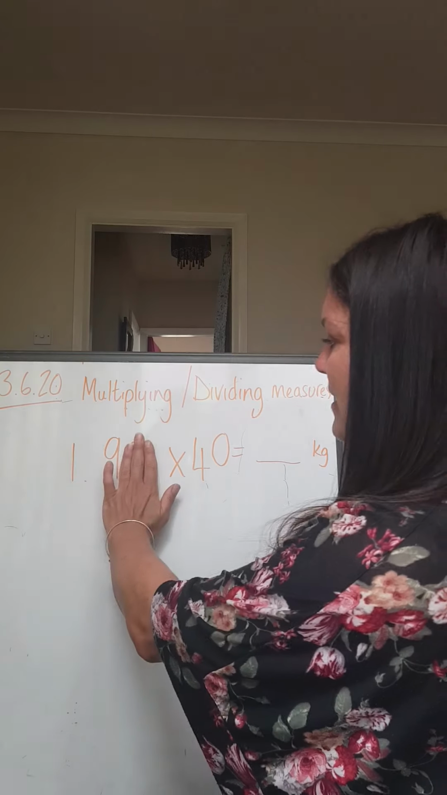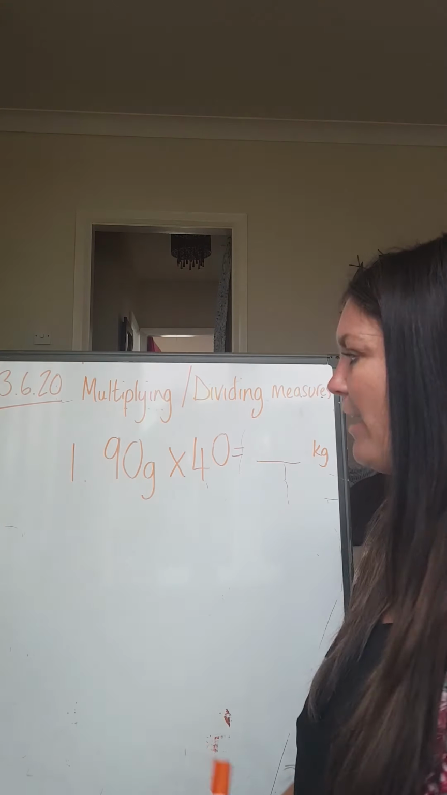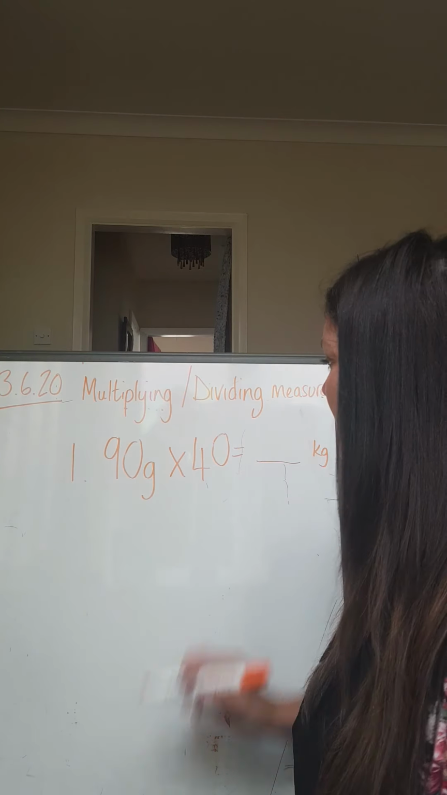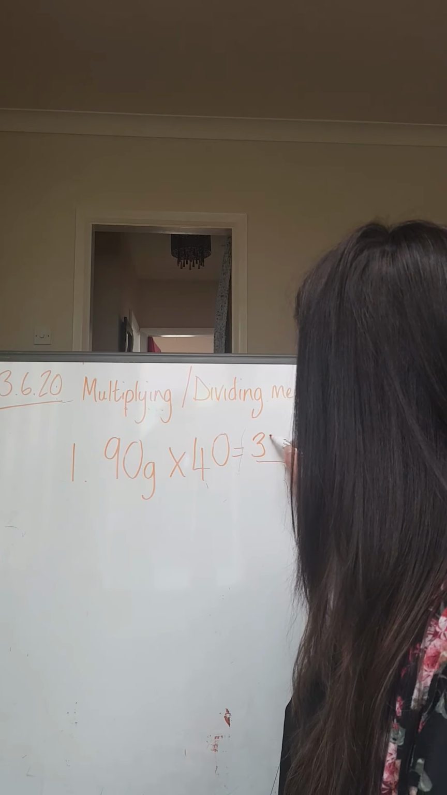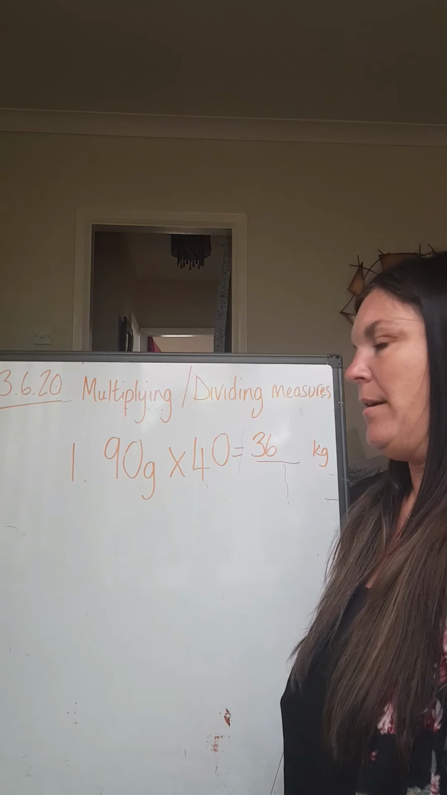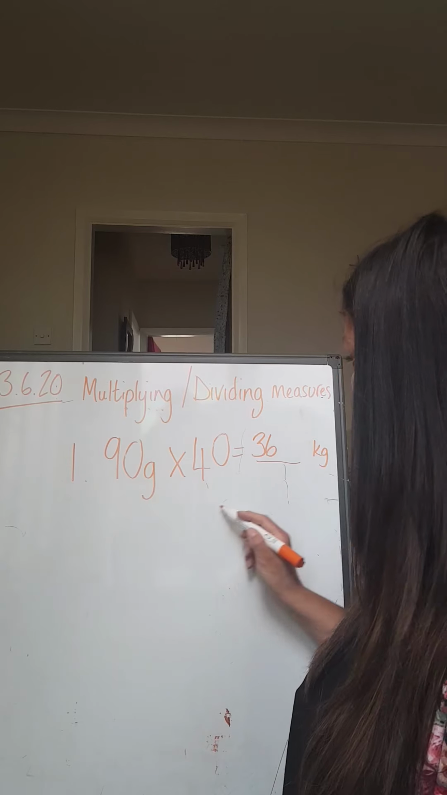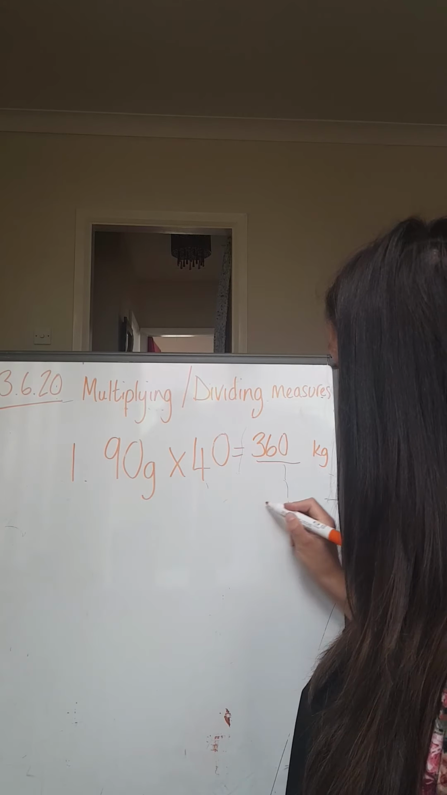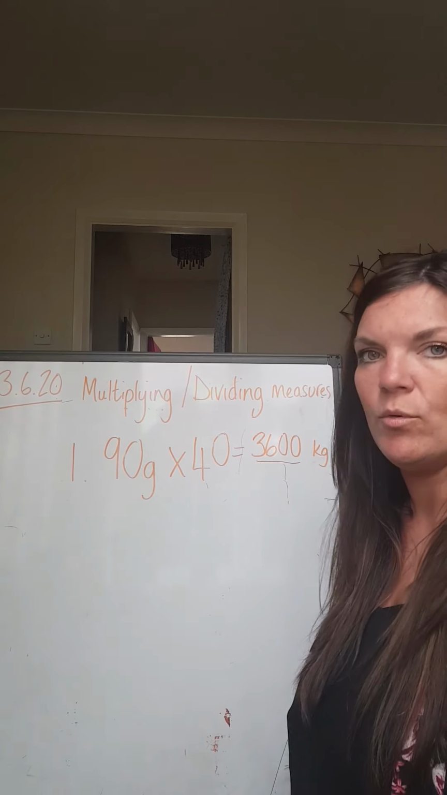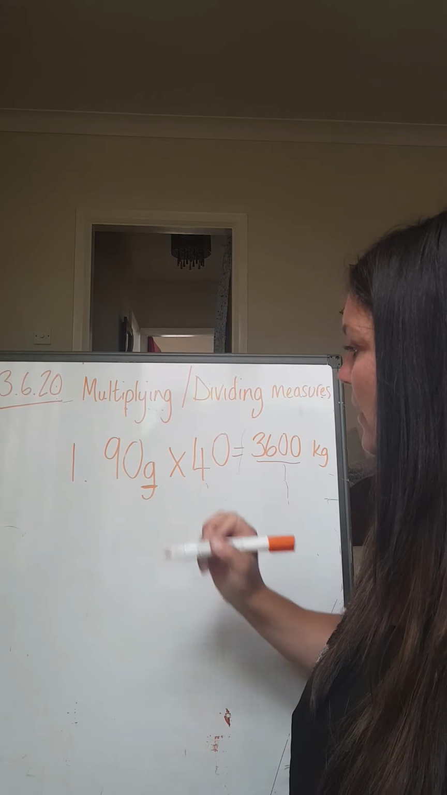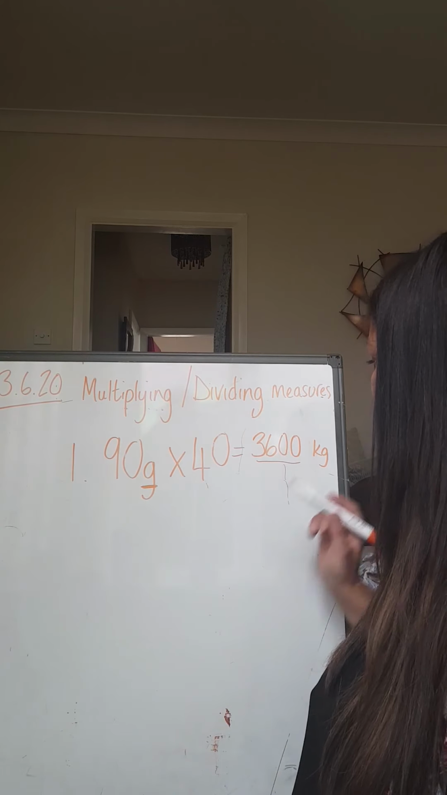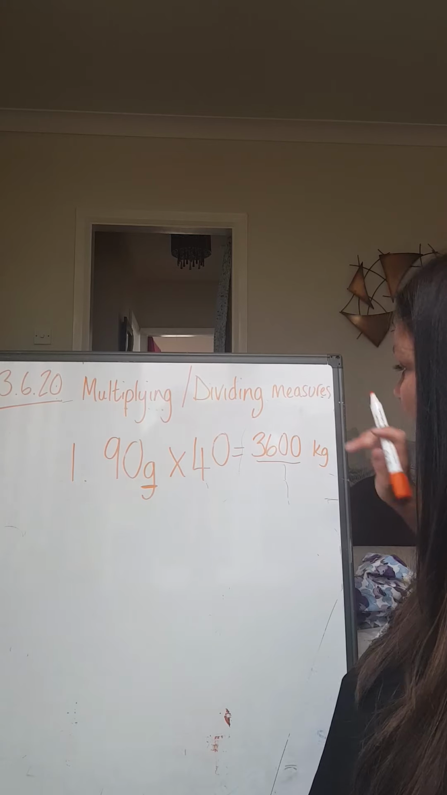So I can see there's a 0 on that side and a 0 on that side. If I get rid of those first, I know what 9 times 4 is. 9 times 4 is 36. Okay, and then I can smile on my maths and pull across the 2 zeros. Now this measurement here was in grams. So I've got 3,600 grams, but I want to turn that into kilograms.